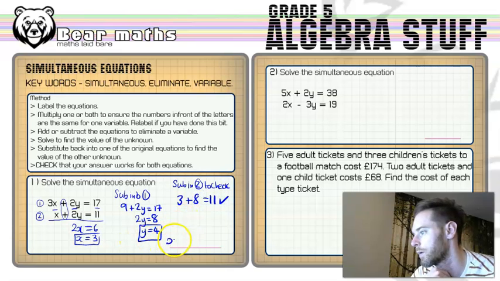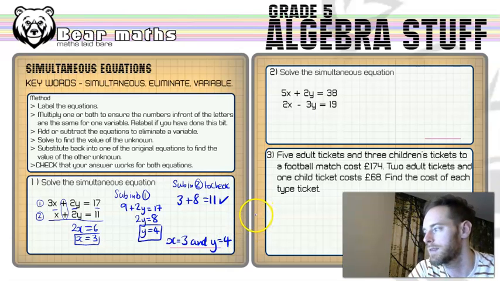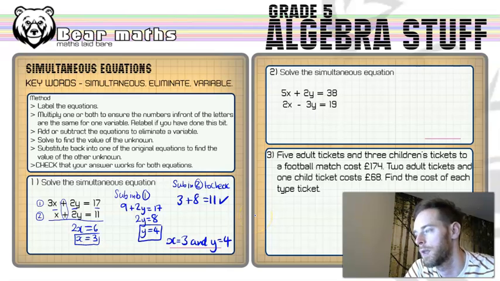So therefore we've got x equals 3, and at the same time, simultaneously, y equals 4. Okay, and that's that. That's how you do a nice one.